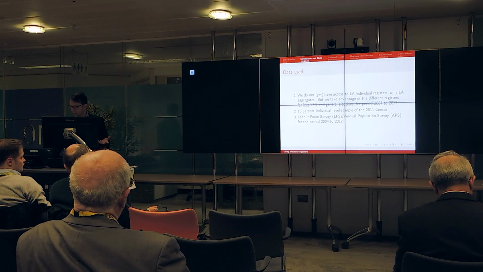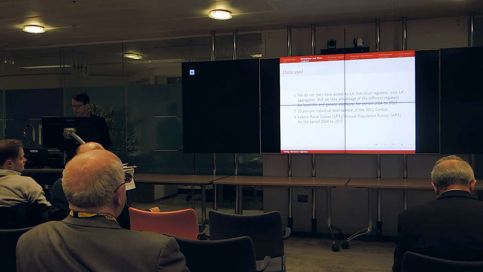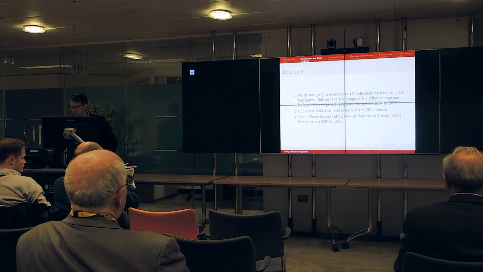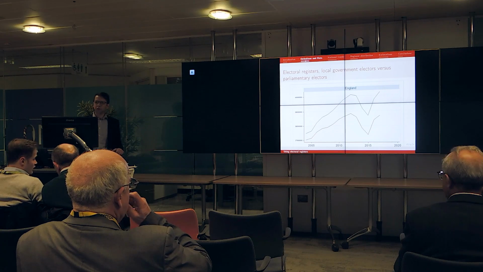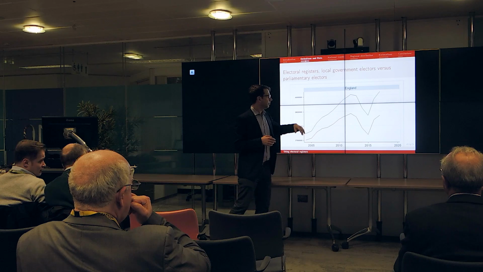So, as I said earlier, we are going to take advantage of the fact that we've got two different registers, and we've got the data for the period between 2004 up to 2007, and then we're going to compare to only 10% of the 2011 census. That's what we were able to access, and we're going to use the APS, the Annual Population Survey, over the same period. If you look at the electoral register, it's basically made of two registers.